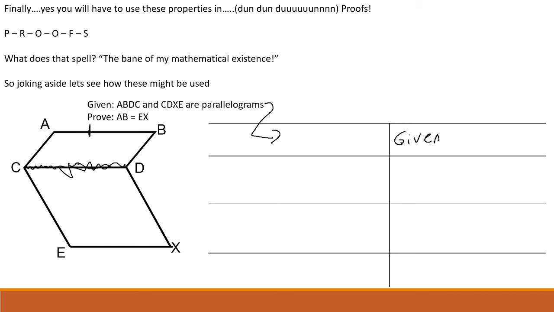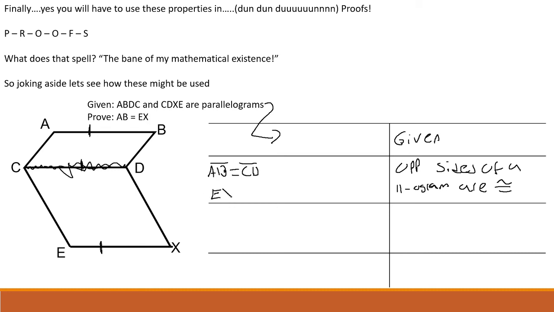So I'm going to try to see how AB, EX, and CD relate to each other. Well, I know that AB and CD are congruent because they're opposite sides of a parallelogram. So AB is congruent to CD because opposite sides of a parallelogram are congruent. Now that's also true for EX and CD. So EX is congruent to CD, because opposite sides of a parallelogram are congruent. So I can put them in the same section since they use the same reasoning.